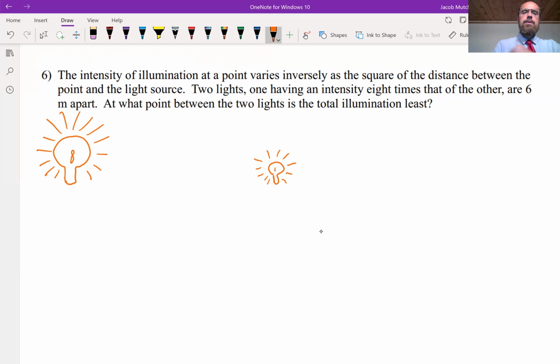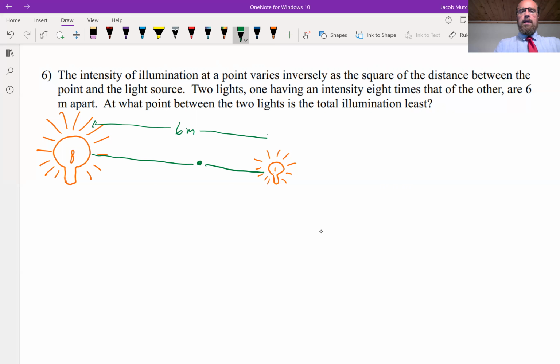And we're interested in a point between them at a location where the intensity from both lights would be at a minimum. Now we are told as well that this total distance between the two lights is 6 meters.